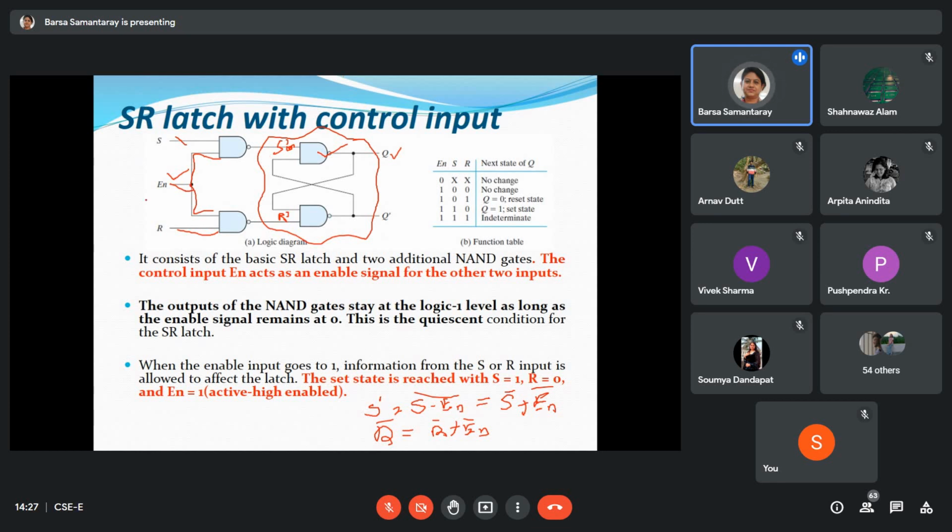So first, when En is 0, what will this become? It becomes 1. If En stays 0, En dash will be 1. Very good. So this becomes 1, and this also becomes 1. So what is S dash? Whatever the value of S and R, this entire value will be 1 because 1 plus something is 1. So when this is 0, here 1 comes, and here also 1 comes. Right?